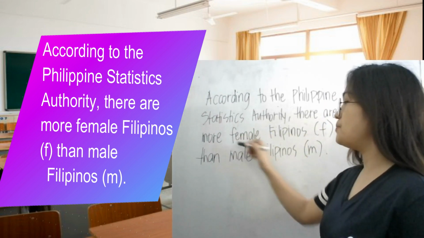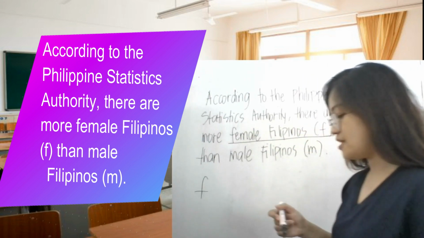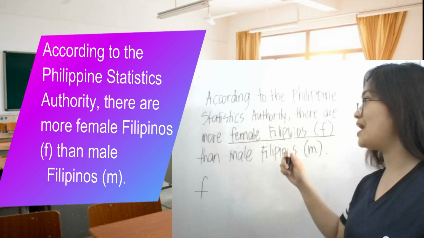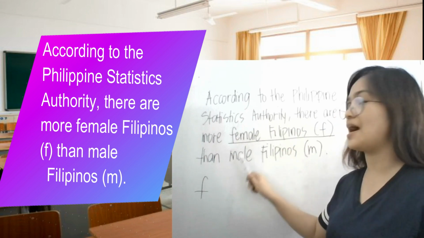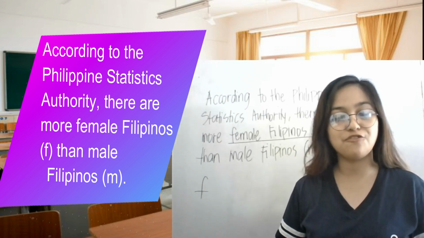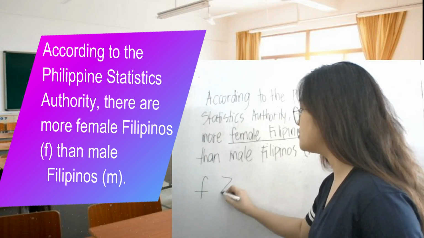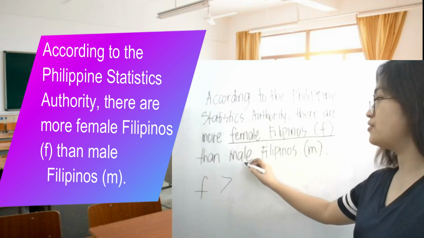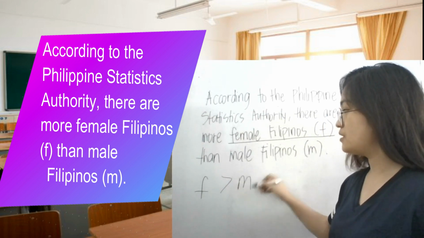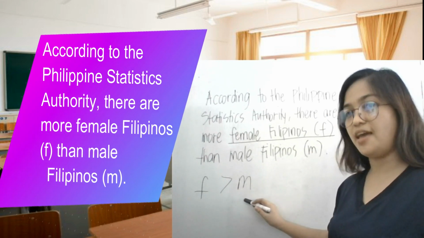So, we have female Filipinos. So, gamitin natin yung variable F. And then, ang sinabi dito ay, there are more. So, that means, mas madami daw si female Filipinos kesa kay male Filipinos. That means, ang gagamitin nating symbol of inequality is greater than. So, F is greater than male Filipinos, which is represented by variable M. For the final answer, we have F is greater than M.